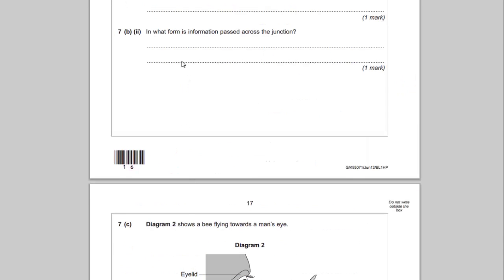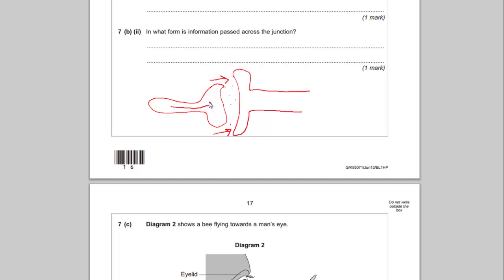And the next question is, in what form is information passed across the junction? Now this question is worded strangely, but what it's asking you is how is information passed from one synapse to another? And the answer is in the chemicals which move the signal along from the first synapse to the second synapse, and it's chemicals that pass the signal on. So the answer is in chemicals.